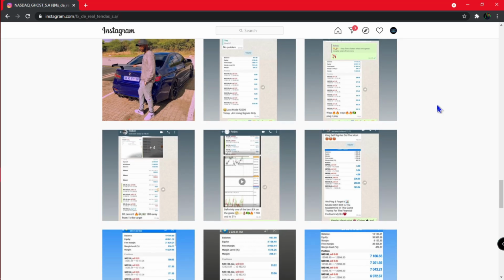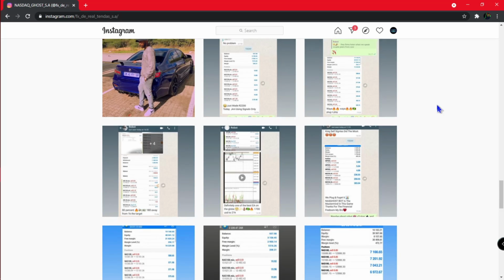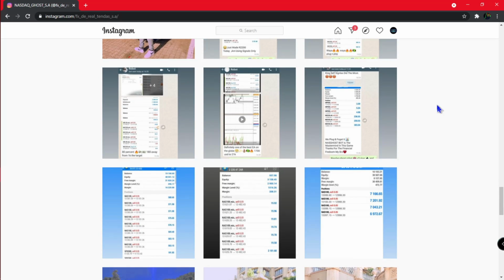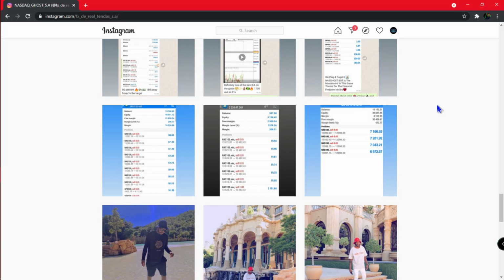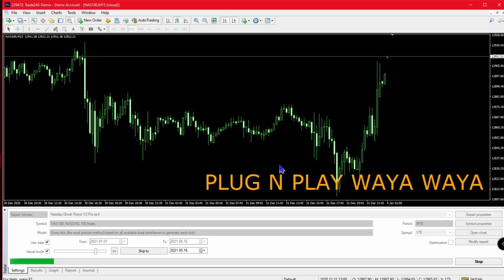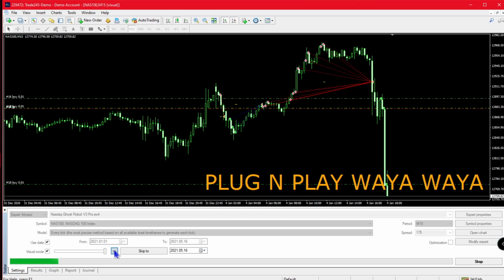So a lot of the posts on this account show only blue screens, but through my backtesting I have seen that there is something else that goes along with all of these blue screens, and we'll be getting into that right now. So right here we have the Nasdaq Ghost Robot, and we will be able to see how it operates. We just run this backtest.